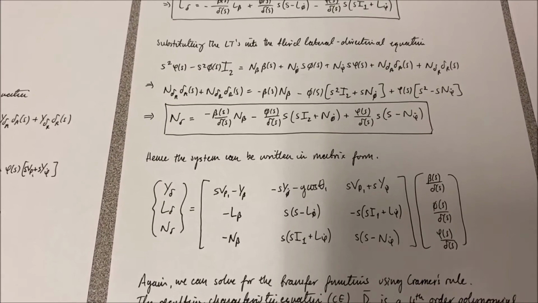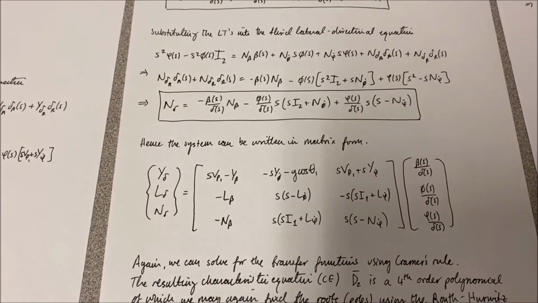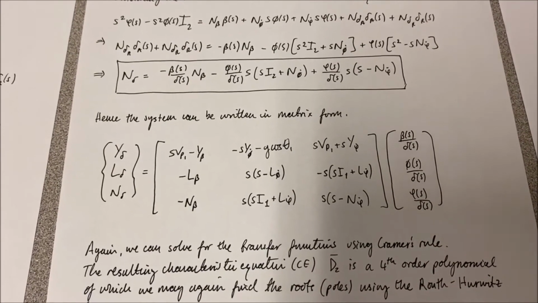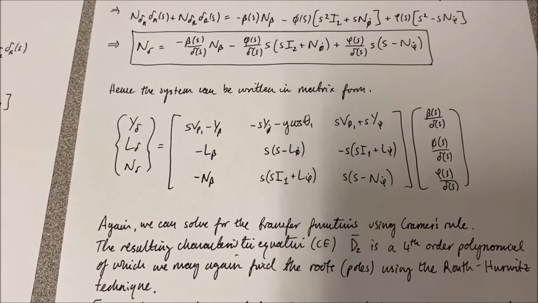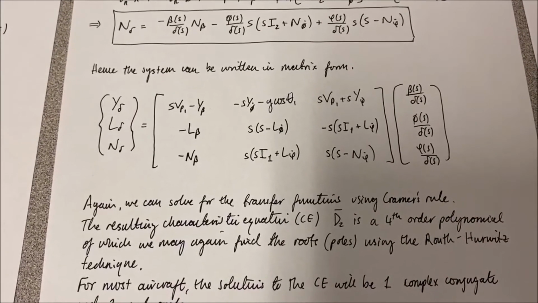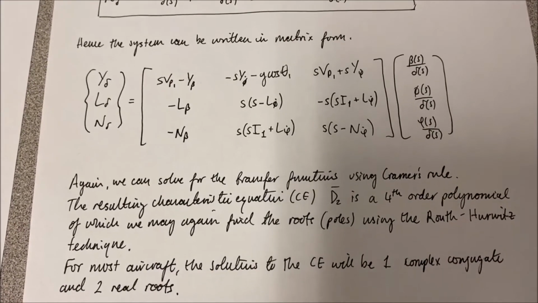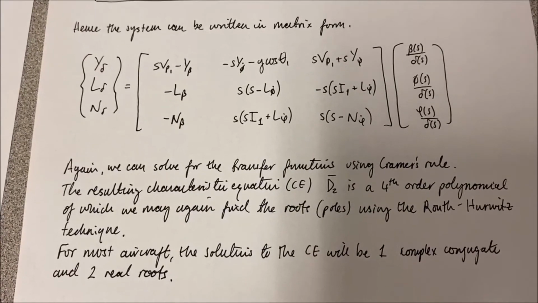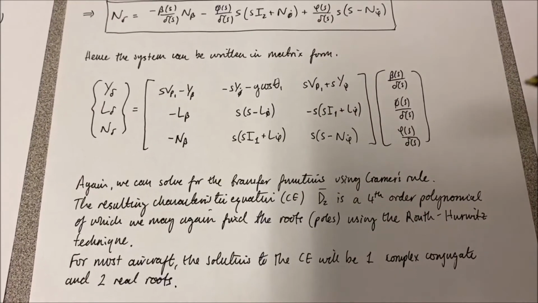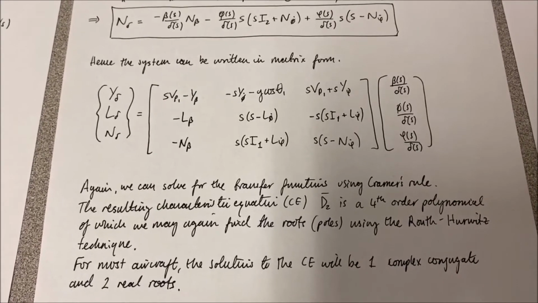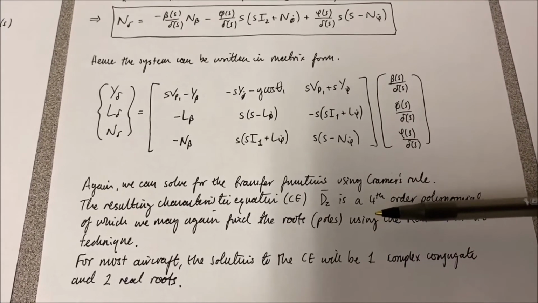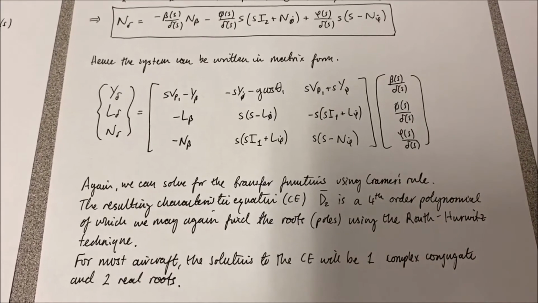So once again then, we apply the same methodology or the same mathematical technique to solve this matrix or this system of equations, and again using Cramer's rule, get MATLAB to do it or whatever, and again we find a characteristic equation which is again a fourth order polynomial, and we can use the same technique again to find the roots of that fourth order polynomial. And this time, for most aircraft, solving that system of equations will yield one complex conjugate pair and this time two real roots. So you remember for the longitudinal equations we had two complex conjugate pairs. This time we have one complex conjugate pair giving us two roots and then two other real roots that are not equal.